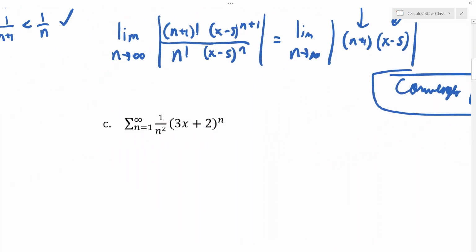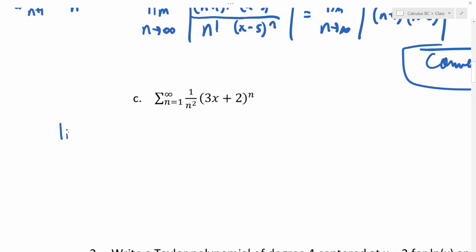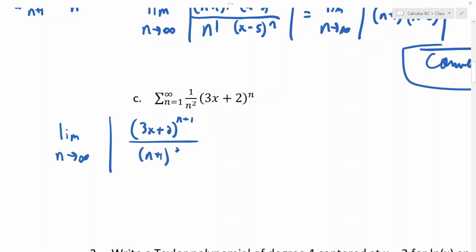And then for this last one, we're going to do the limit as n goes to infinity of 3x plus 2 to the n plus 1 over n plus 1 squared, times n squared over 3x plus 2 to the n.